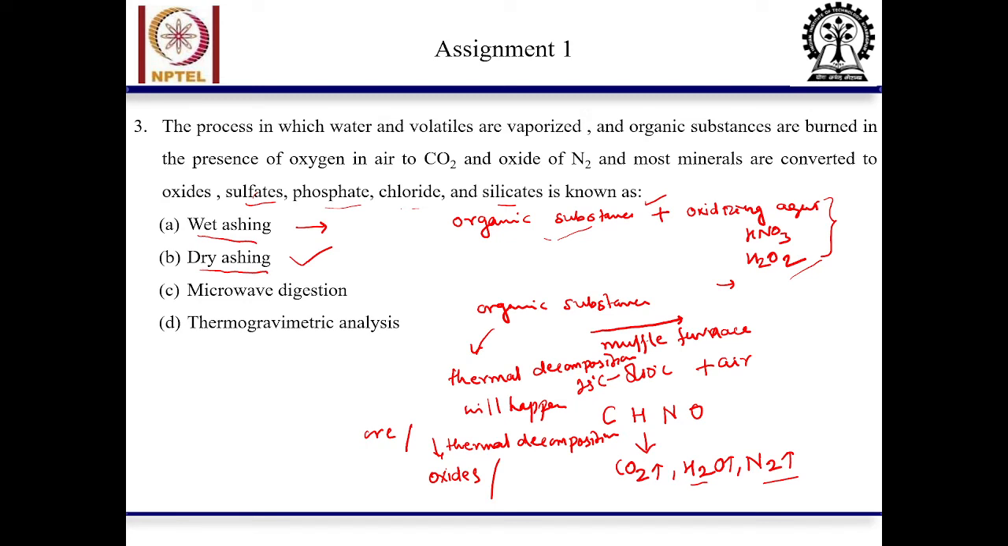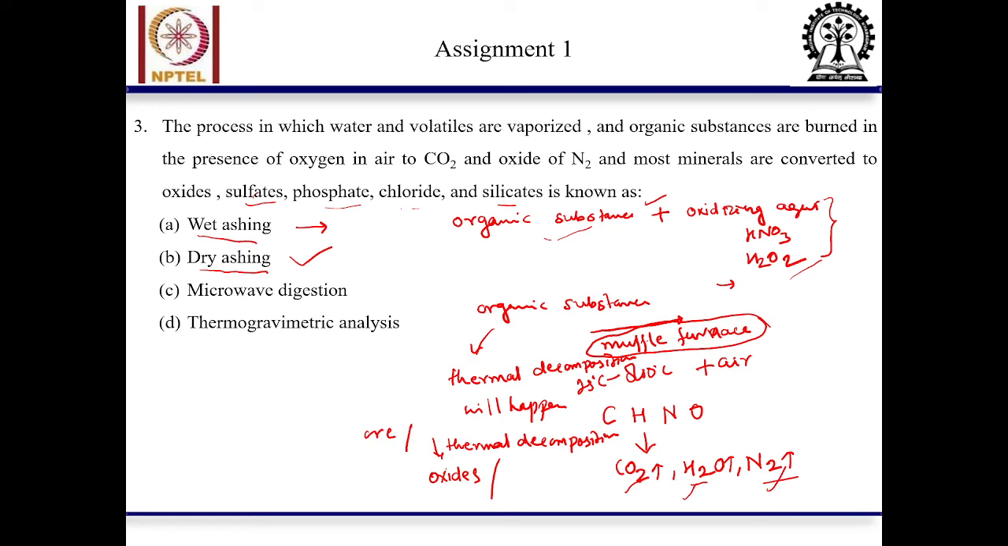What is dry ashing? Basically, here we put the organic substance in the muffle furnace and heat at a very high temperature, like 600 to 800 degrees centigrade, in air. So what will happen? Thermal decomposition of this organic substance will happen. Carbon goes to carbon dioxide, hydrogen goes to H2O, and nitrogen evaporates as N2. So that is the first thing: organic substances are burned in the presence of oxygen in air to CO2, water and oxides.